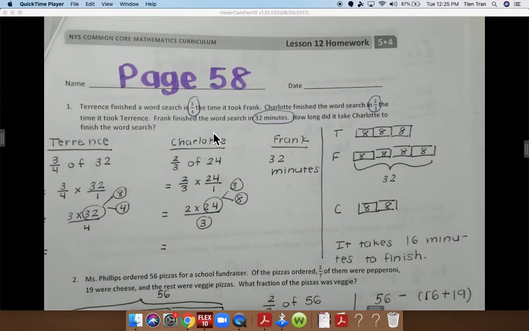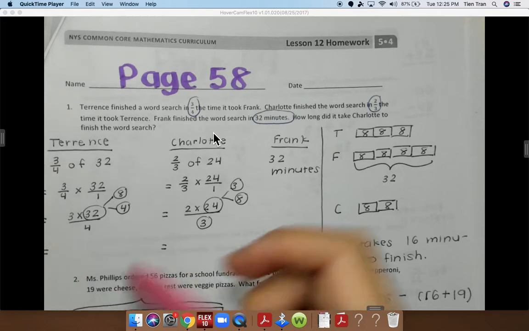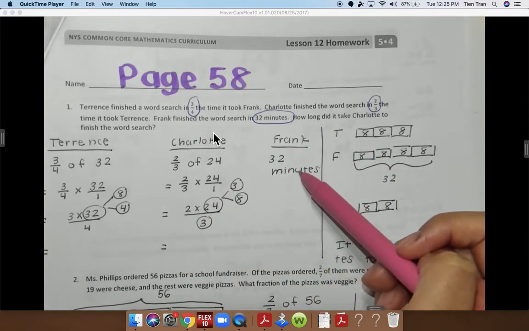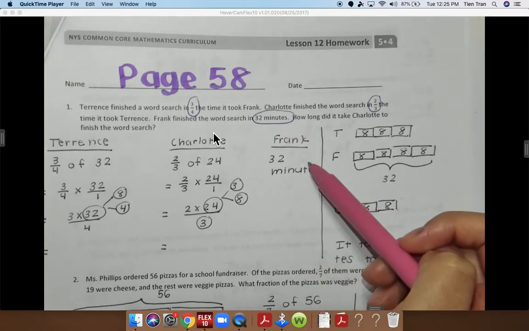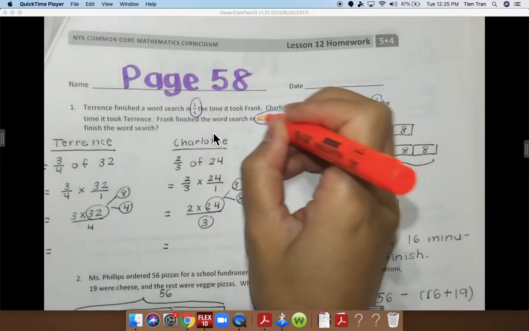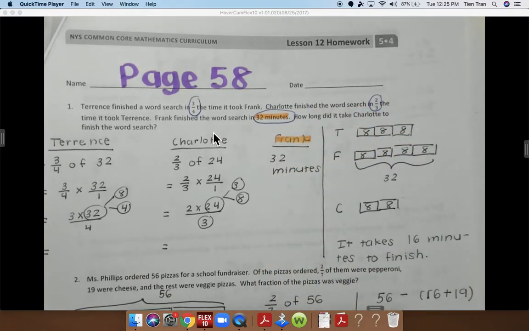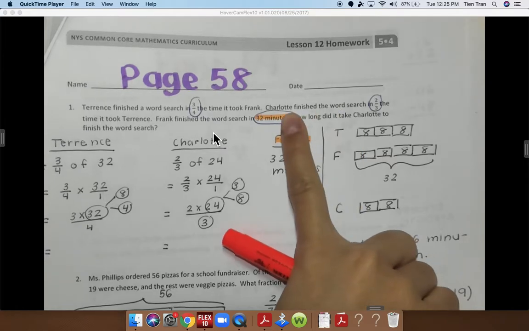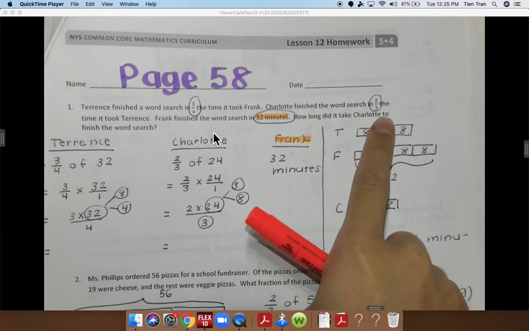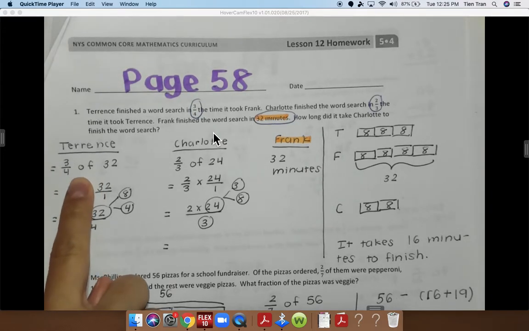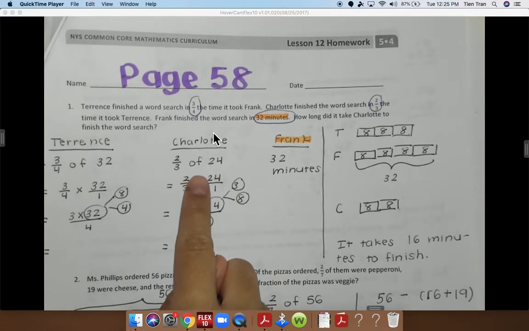So in order to solve this problem, what I want to look for is what is already given. We know how much time it took Frank to finish the word search. So I'm writing down 32 minutes because that's how much Frank took. So Frank's is already given to us, 32 minutes for Frank. Now for Charlotte, it says over here that Charlotte finished the word search in 2/3 the time it took Terrence. So based on what Terrence gets is what we're going to write for Charlotte.